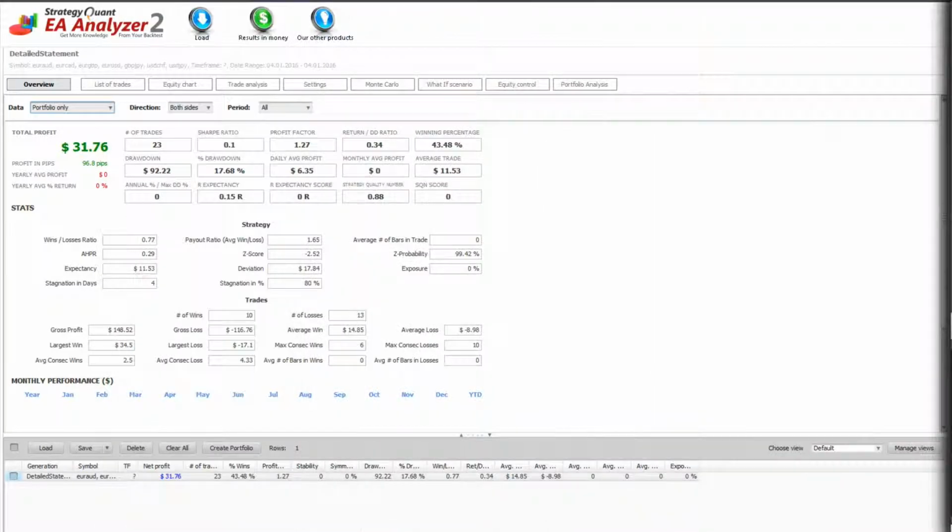Okay, let's analyze this a little bit further. I have EA Analyzer 2, Strategy Quant is the maker. This is available from their website, and this is a little bit old version 2. I think the newest is version 3. I haven't tested version 3. I think this is suitable for my use. I don't necessarily want to overanalyze my trading performance, but some analysis is necessary. It gives quite a good overall view of what's happening in the account.